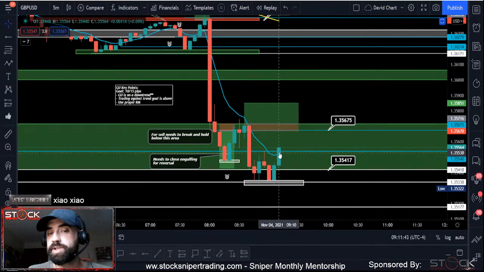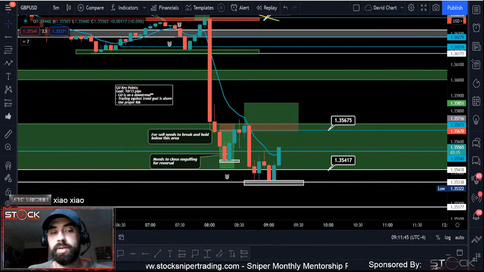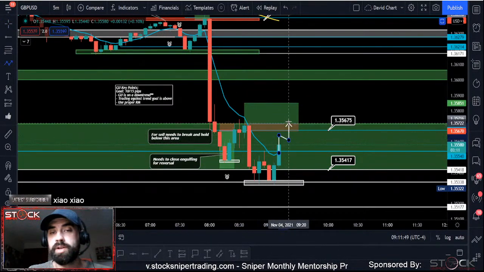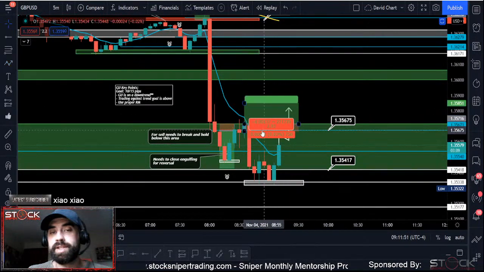All right. Now you're starting to get a little bit of a walk here. Price needs to hold. Okay. See how it's breaking above that 9? Needs to hold up in here for the overall continuation. All right. This is the neckline.